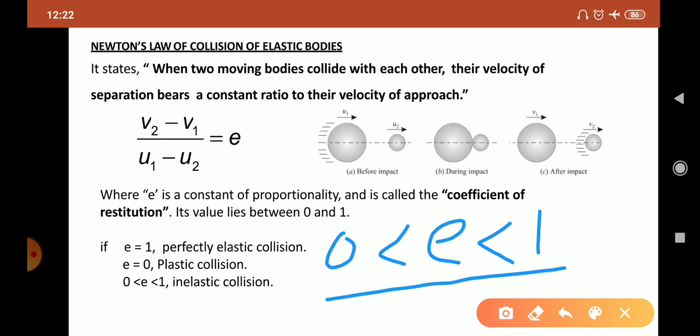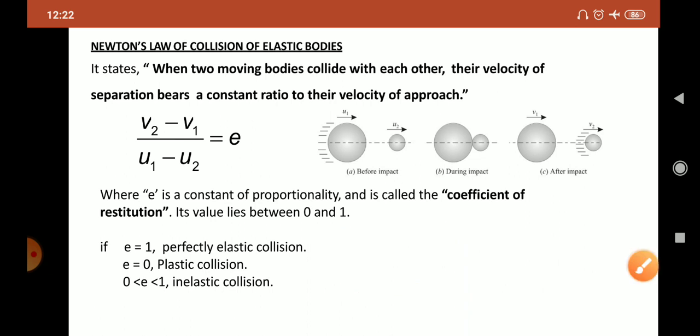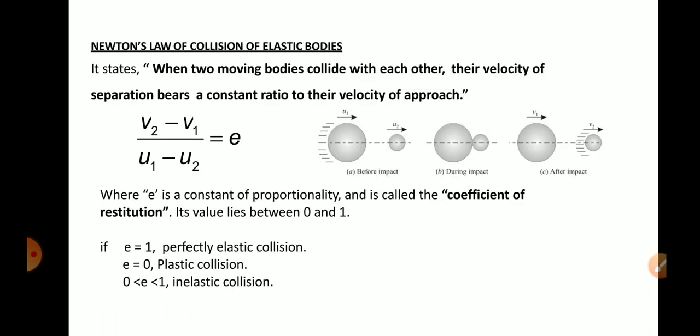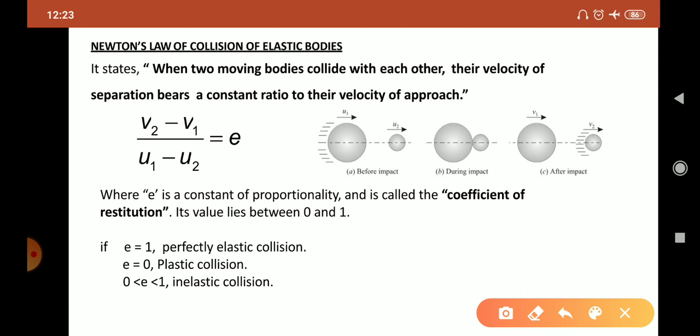Now always remember, whether it is the coefficient of restitution or the conservation of momentum, these two equations apply. Conservation of momentum is m1 u1 plus m2 u2 is equal to m1 v1 plus m2 v2, and equation number 2 is (v2 minus v1) upon (u1 minus u2) is equal to E. These two equations will always be applicable along the line of impact. Always remember, the coefficient of restitution and conservation of momentum are always taken along the line of impact.